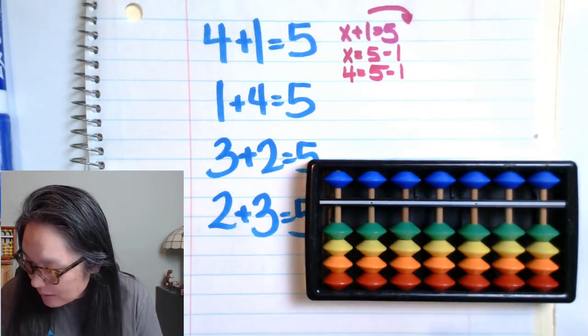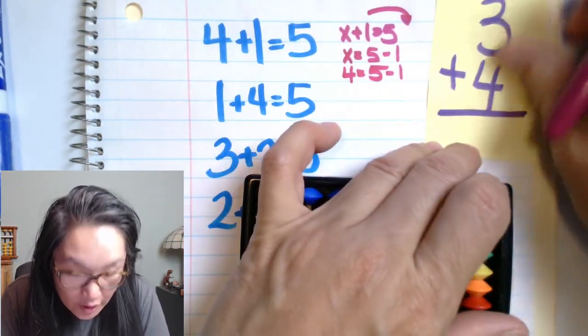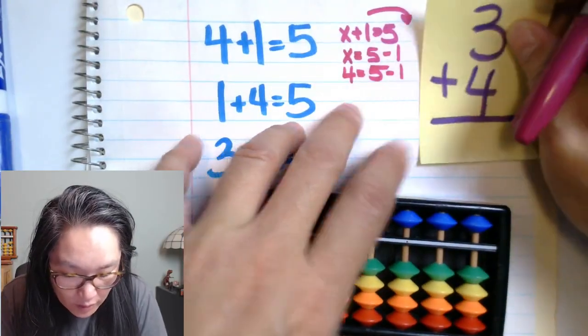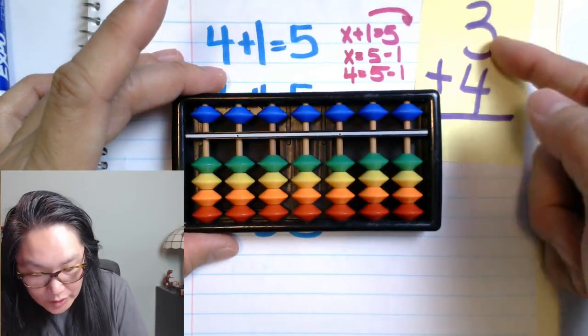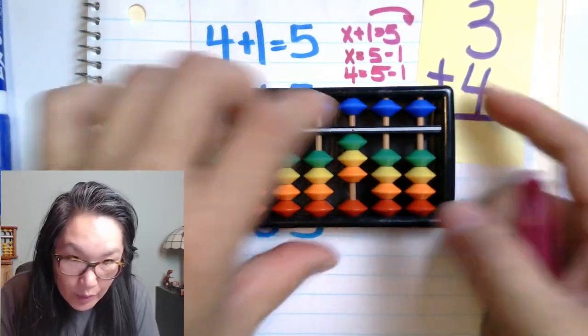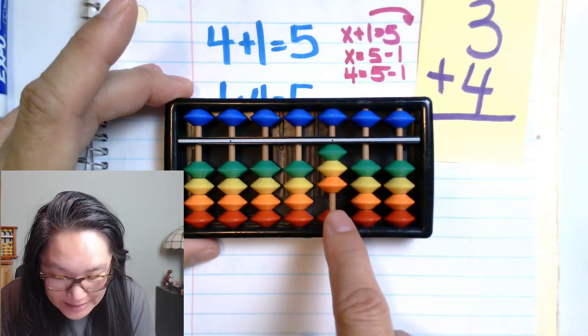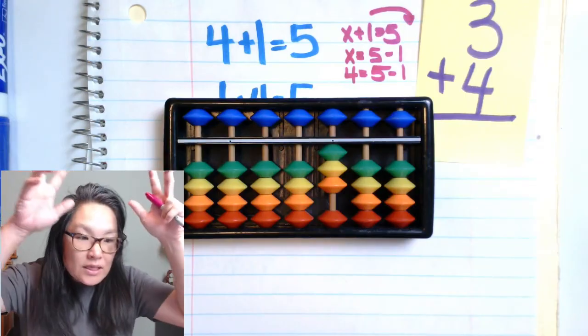So the next thing I'm going to do is show you a question. I have this question: 3 minus 4. I'm sorry, 3 plus 4. So when we do 3, we have the 3. Not a problem, right? But the question is now I have a 4. I don't have enough beads to add the 4. So what am I going to do? Wait a minute. This is a core concept.